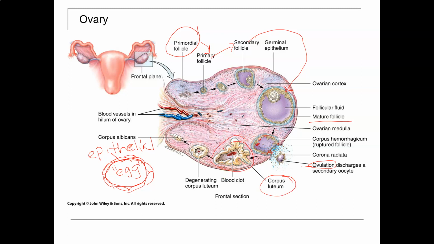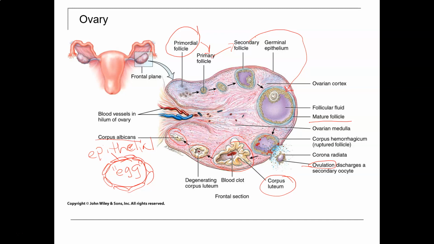And that will be around for a little under 2 weeks. And we'll talk about all of these structures in more detail. That'll be around for 10 days, and then it'll start to degenerate, and then by the end of that month it's just basically some scar tissue called the corpus albicans.